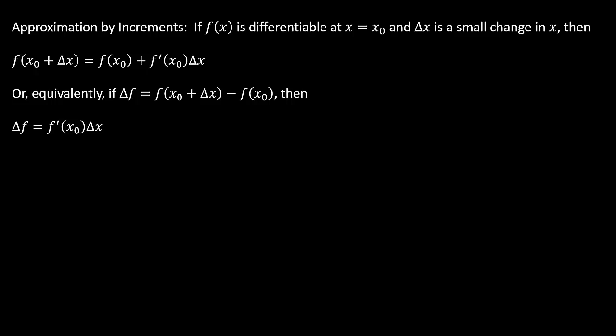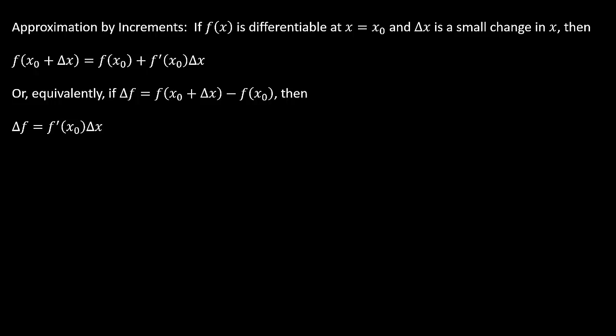All right, everybody, let's take a look at a video, approximation by increments. If f of x is differentiable at x equal x naught and delta x is a small change in x, then f of x naught plus delta x is equal to f of x naught plus f prime of x naught times delta x. Or equivalently, if delta f is equal to f of x naught plus delta x minus f of x naught, then delta f is equal to f prime of x naught delta x.